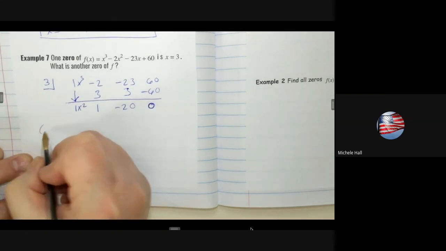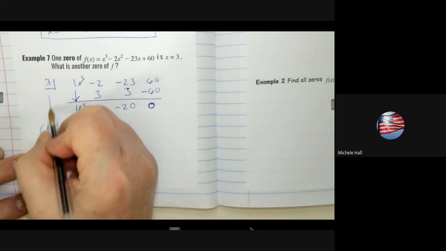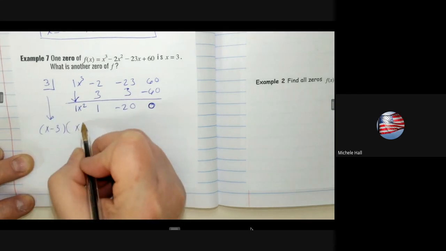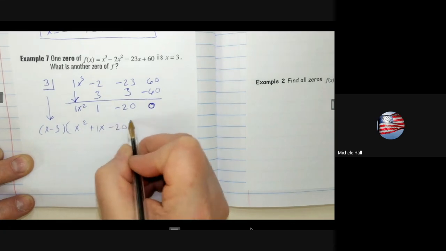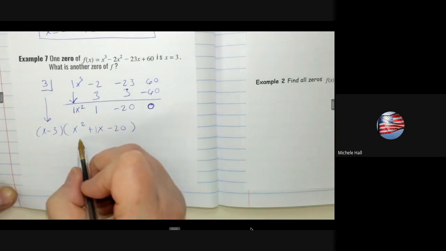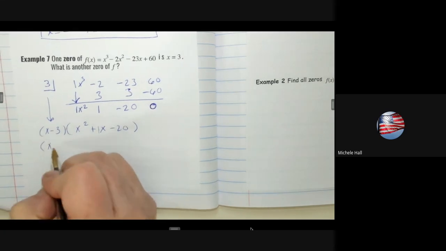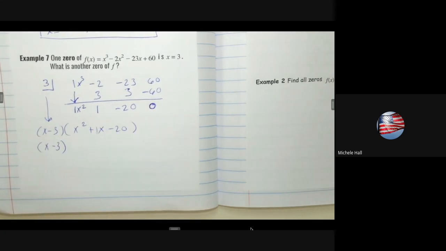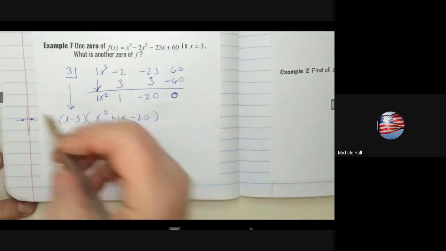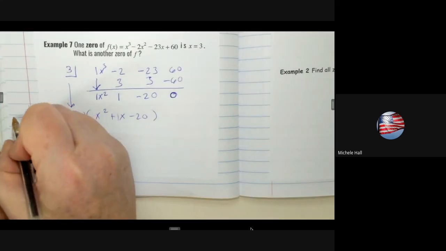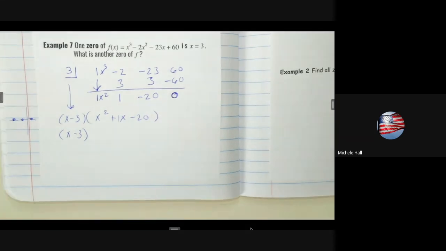We have x minus 3, and then x squared plus x, or 1x, minus 20. Degree 2 means I'm going to factor if it's possible. If not, I would have to use the quadratic formula. I'm looking for one of the zeros. We're looking for a zero that's crossing the x-axis. Those are the zeros. It's a degree 3. You expect to have 3.